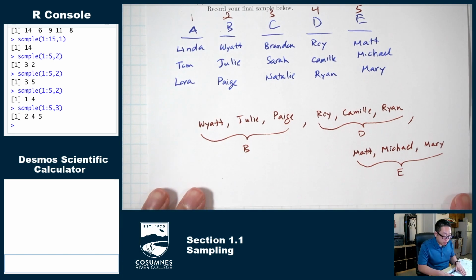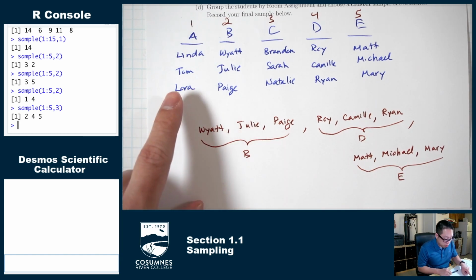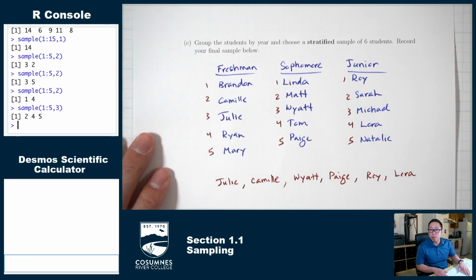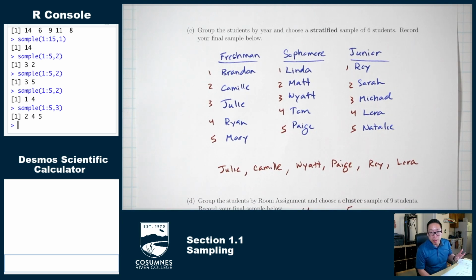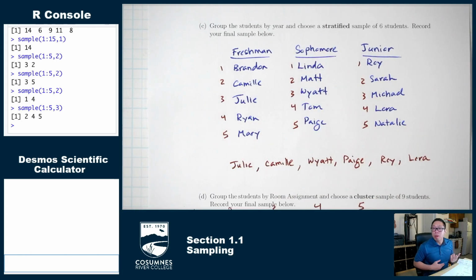Okay, notice that I don't have representatives from every single group. So in particular, I don't have anybody from room A or room C. But that's okay, because I broke them up by rooms, and I don't expect there to be differences between the rooms. So it's okay that I'm not including rooms A and C. Whereas in part C, the stratified sample, I broke them up by year, by freshmen, sophomores, and juniors. And because I do think there might be differences between freshmen, sophomores, and juniors, when I pick my sample, I'm choosing stratified because I do want representatives from every single group.